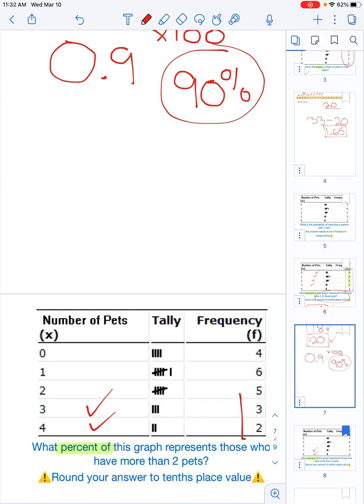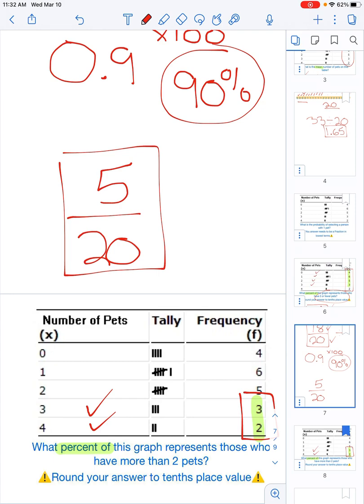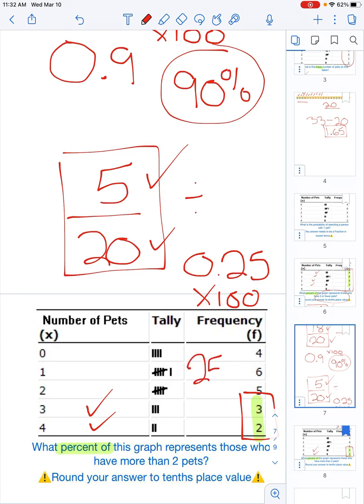So now again, my total is right here, the 3 and the 2. So now I got 5 out of a possible 20. And now there's my fraction. Take the top divided by the bottom, and that's going to give me 0.25. And last but not least, multiply this by 100, and I get my answer, which is just plain old 25%.